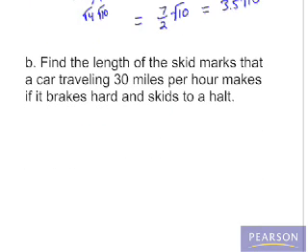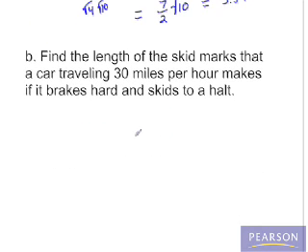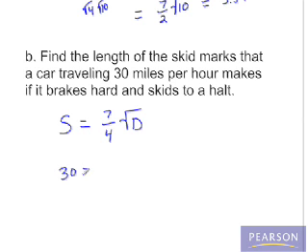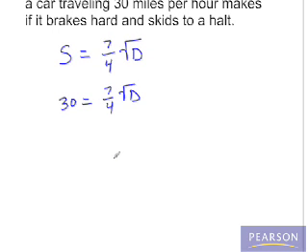Part B, find the length of the skid marks that a car traveling 30 miles per hour makes if it brakes hard and skids to a halt. So again, we know that speed is equal to 7/4 times the square root of d, and this time we're solving the equation for d, and we know s. So s is 30 miles per hour, so we'll substitute 30 in for s. So we have 30 equals 7/4 times the square root of d, and we'll solve this equation for d.